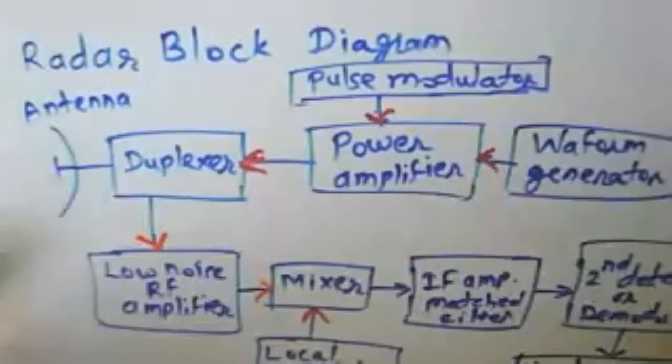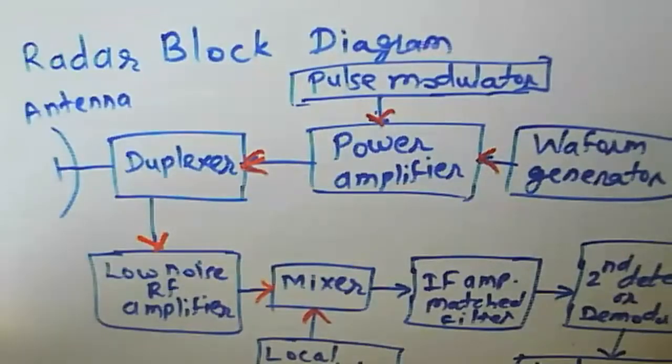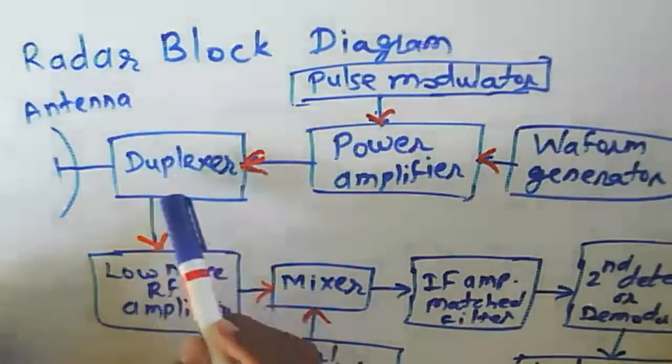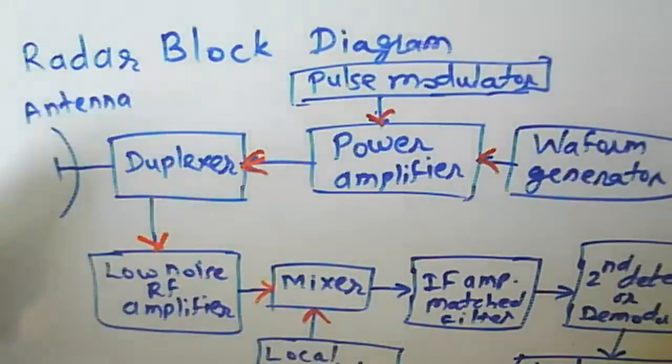Today we continue with the radar block diagram. In a radar block diagram, you can see that it has a separate transmitter and a receiver, and both the transmitter and receiver are separated only by a duplexer. So we have the duplexer here. That duplexer will separate the communication between the transmitter and receiver.